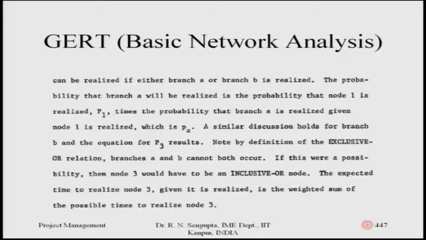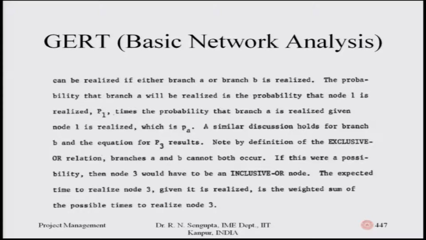So, a similar discussion holds for branch B and the equations for capital P suffix 3 would follow. Note, by definition of the exclusive OR relationship, branch A and B cannot occur together, which is as per the concept of exclusive OR. Obviously, if you bring into the picture inclusive OR, the concept would remain the same, the way of calculation will differ. So, if this was the possibility, then node 3 would have to be an inclusive OR node, and based on that you will do your calculation.